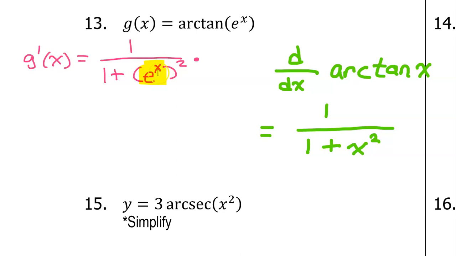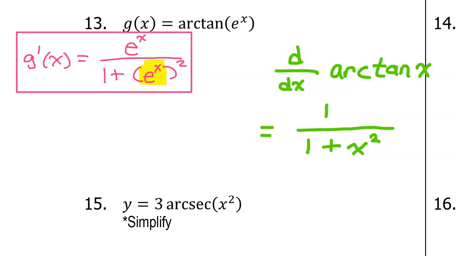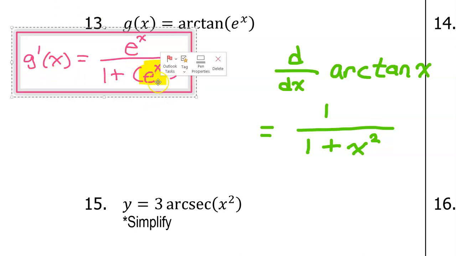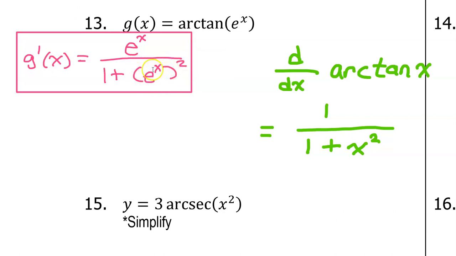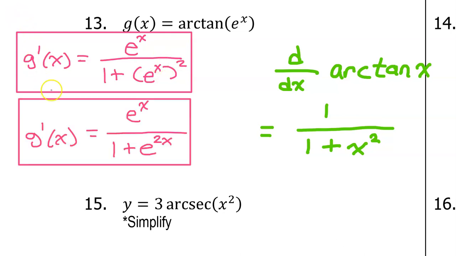But the derivative of e to the x is still e to the x power. I'm going to go ahead and put this up in the numerator though. That's really all there is to it, so this is an acceptable form of the answer. Of course, when you have a power raised to another power, you can multiply those. So here's another form in which you could write the answer.